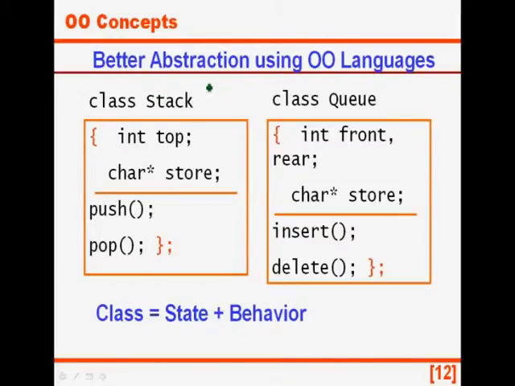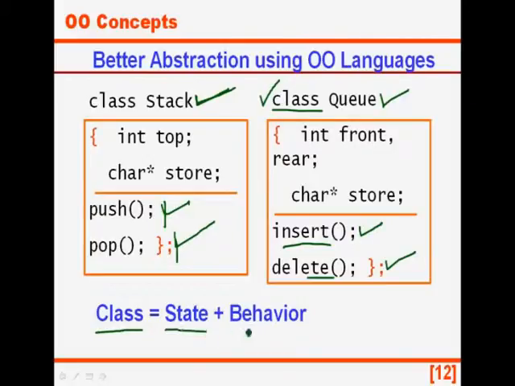Let us see how we can get better abstraction using an object-oriented language. Here we see a stack where the pop and the push functions have been pushed into the class, and similarly the insert and the delete functions of the queue are pushed into the envelope of the class queue. Now with this information, the compiler knows that these two functions belong explicitly to stack and that the insert and the delete functions belong explicitly to the queue ADT. Now if I try to use the insert on a stack or a push on a queue, the compiler can give an error. So we say that a class is the definition of the state and the behavior.